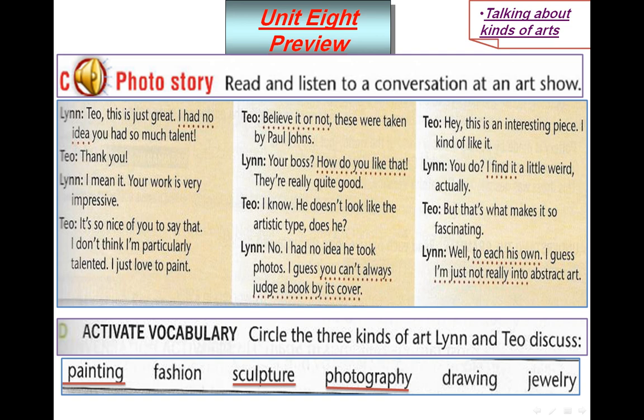I guess I'm just not really into abstract art. We said it before, I'm just not really into something means I don't really like it. لا أحب الشيء هذا. I'm not really into painting means I don't like painting. I'm not really into sculpture means I don't like sculpture, and so on.